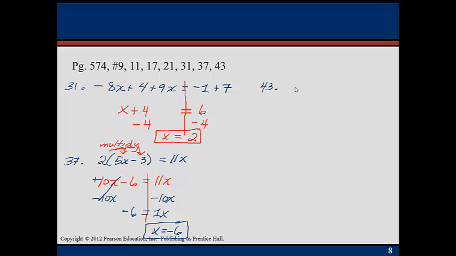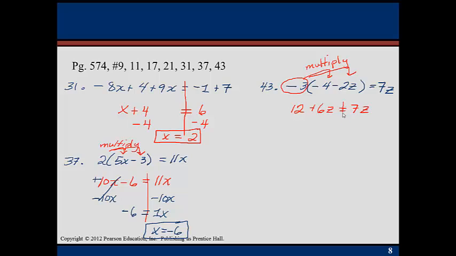And then last one, number 43. It has negative 3, parentheses, negative 4, minus 2z equals 7z. So again, I see parentheses, so I'm going to start there. I'm going to start by distributing the negative 3 on the inside. Realize it's a negative 3, so be careful with your signs. And remember, distribute means multiply. So negative 3 times negative 4 is positive 12. And then negative 3 times negative 2z, well, that's positive 6z equals 7z.